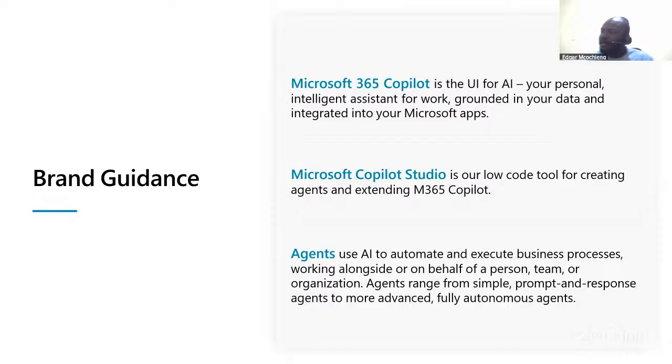Now, there are three things I want us to talk about when we talk about Copilot Studio. Three ways you can build an agent. Before I explain how you can build an agent, let me explain the simple terms that we have. We have Microsoft 365 Copilot. M365 Copilot is the UI for AI. It's a personal, intelligent AI assistant that can help you with your work. It can help you ground your data, and it can help you connect with your apps.